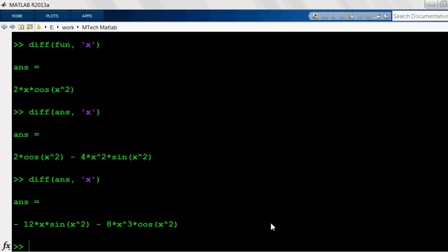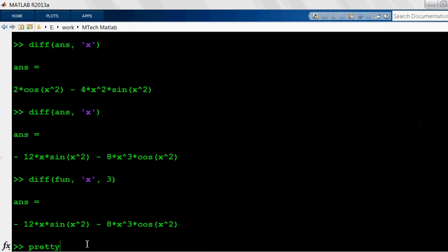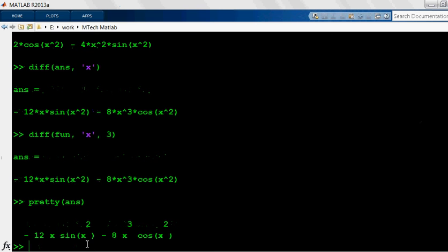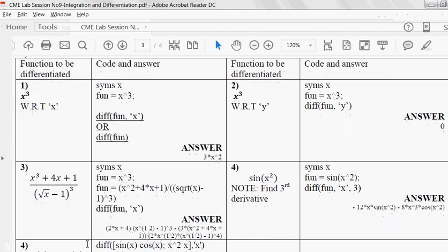How many times have we differentiated? We have three differentiations: first differentiation, second differentiation, and the third differentiation. What if there is a way to do all this at once? So diff function is to be differentiated with respect to x. How many times do we need to do it? We need to do it 3 times. Basically we get the same answer. It has been differentiated three times and you get the answer there. Okay, that is one thing. Once again, you can also use the pretty command on ans here. Okay, that is one thing.